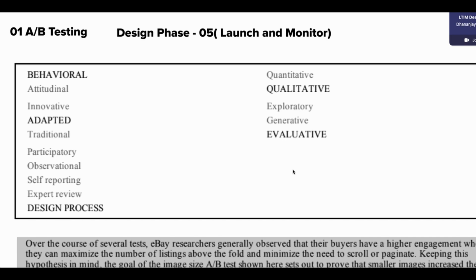Phase five is launch and monitor, the coordination and stretching of design to ensure readiness for market and public use, and ongoing review and analysis to course correct whenever necessary. So here A/B testing falls under phase five, which is launch and monitor.